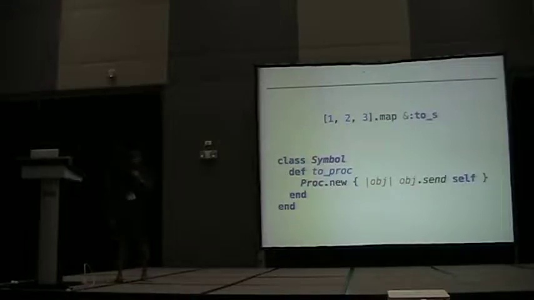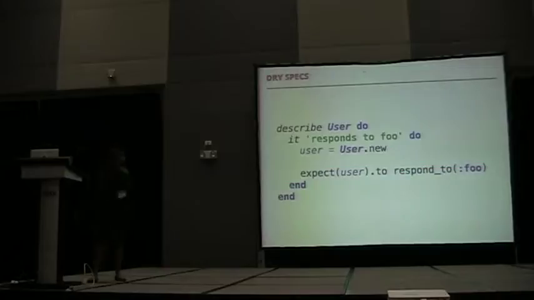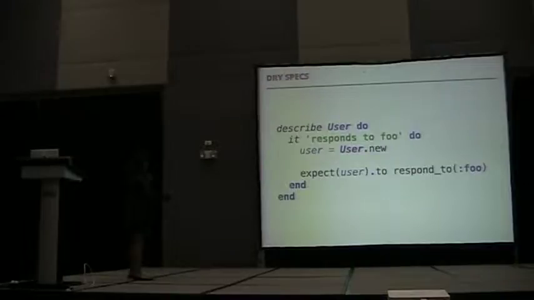So, moving on, talking a little more about RSpec. Say this is my test: it responds to foo. And I create a new user object and say, okay, expect user to respond to foo. Fairly straightforward test, but at the same time, if you look at it, it's repeating a few things.